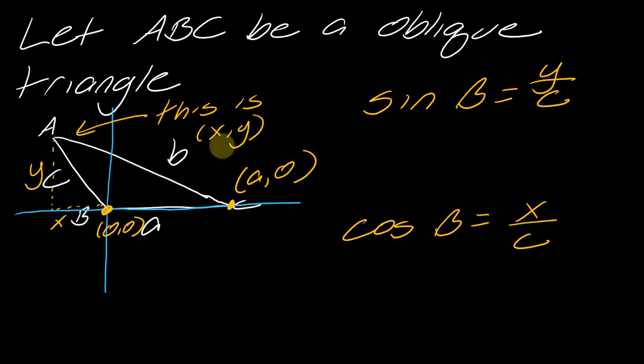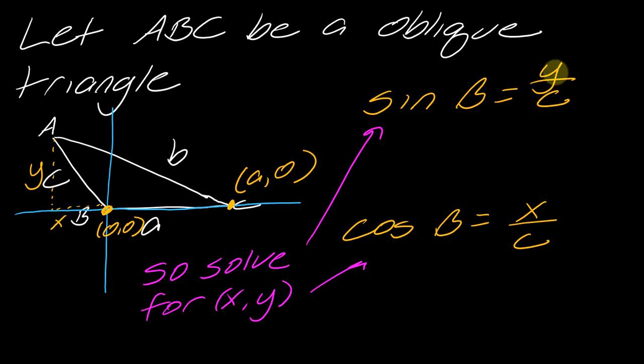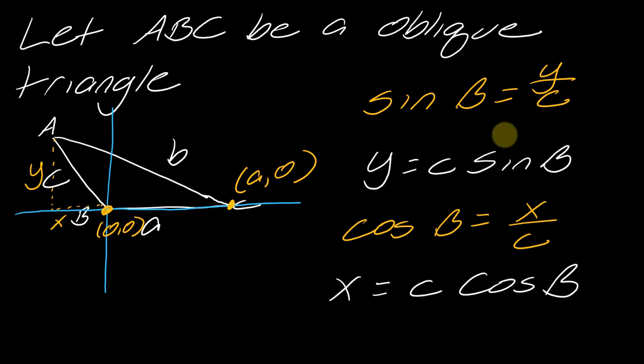So now what I can do is solve for y and for x so that I can better label this xy point that we had. We want to get rid of the xy and get it back in terms of just a's, b's, and c's. So to solve for y, I just multiply both sides by c, and same for x, I just multiply both sides by c.